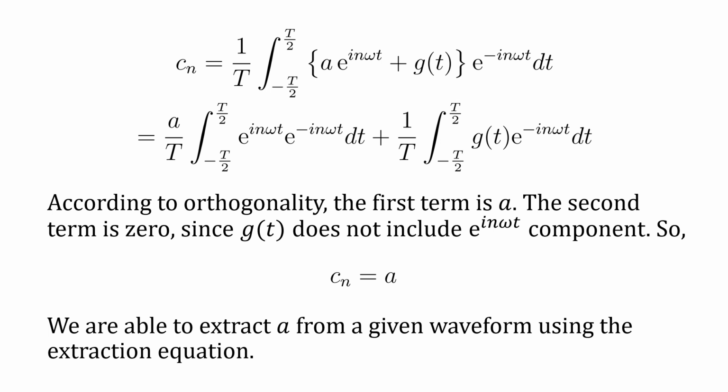According to orthogonality, the first term is a. The second term is 0, since g(t) does not include e^(inωt) component. So, Cn is equal to a. We are able to extract a from a given waveform using the extraction equation.